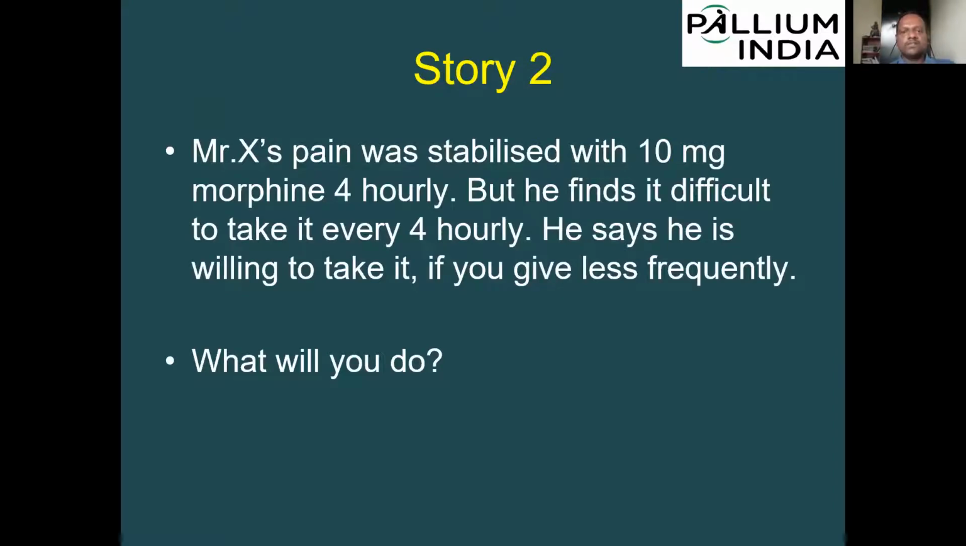So this is the second question. Mr. X's pain was well stabilized with 10 milligram 4 hourly, but he finds it difficult to take every 4 hourly. He says he is willing to take it if you give less frequently. What will you do? Group two.